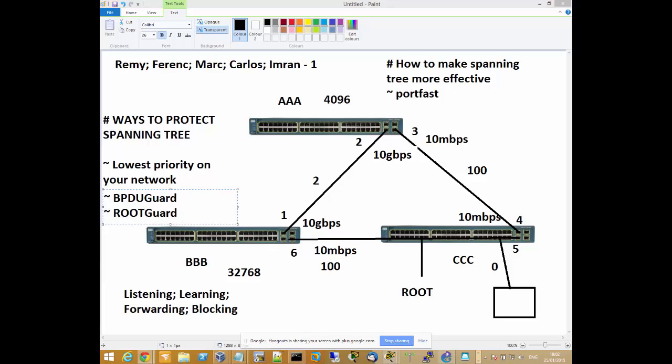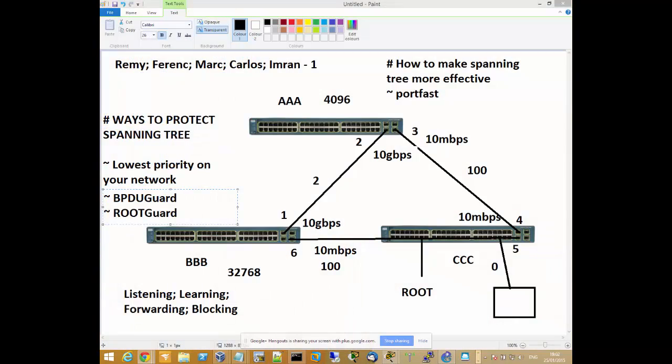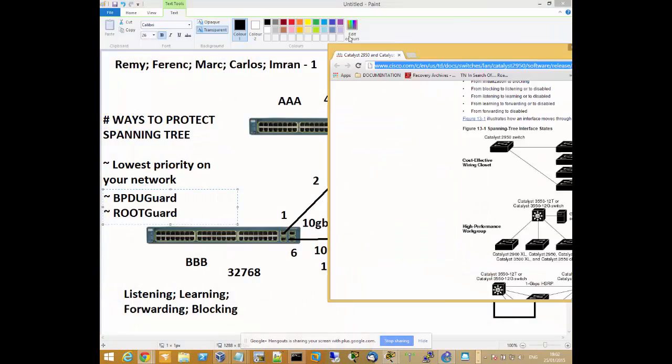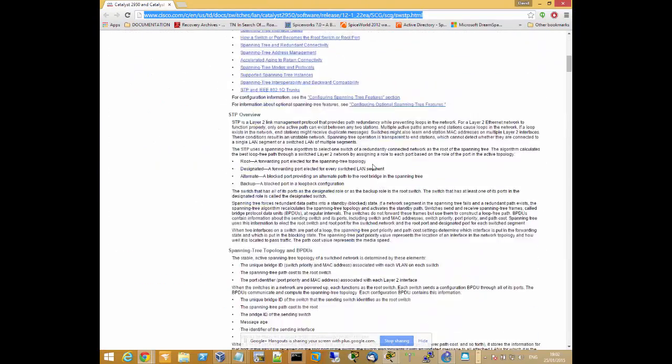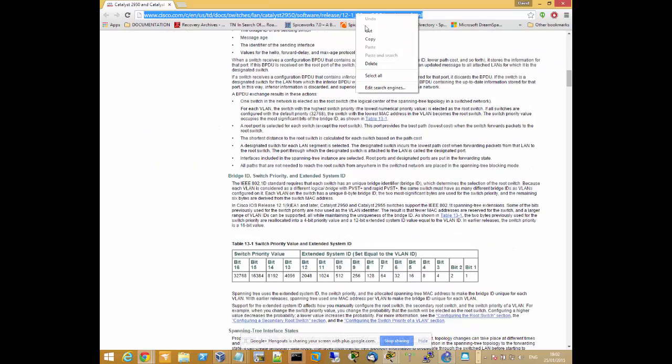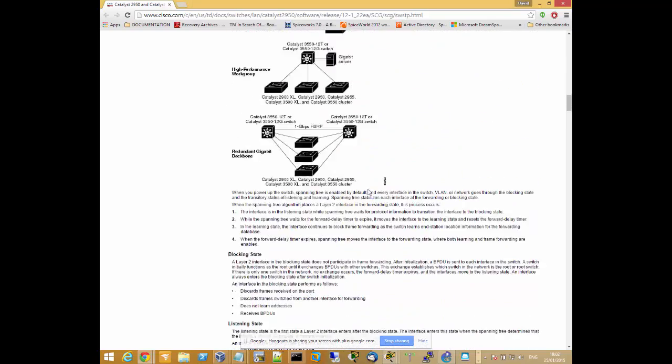Let me post this one in the chat window. It's documentation from Cisco regarding their implementation of spanning tree. So here we go. This one is good documentation from Cisco. I'll copy the link and post it in the chat window. So that's it in the chat window, and yeah, we just go through this.